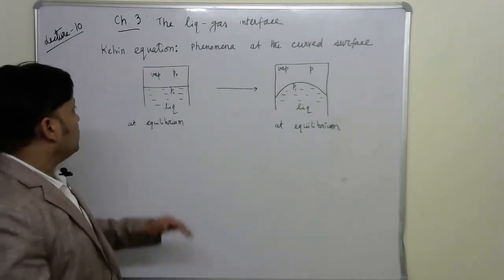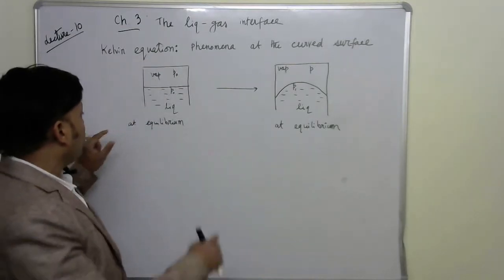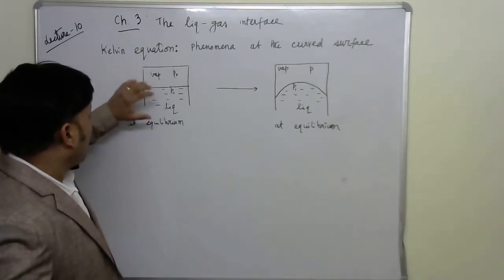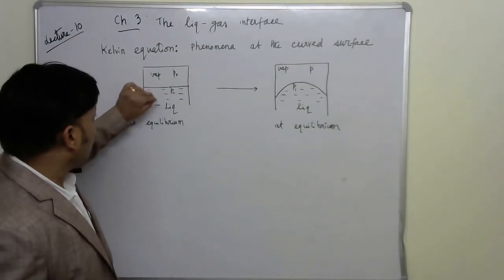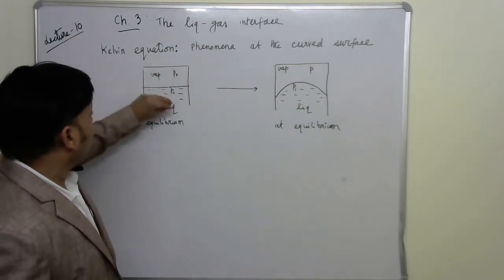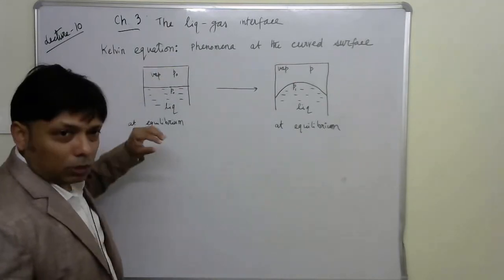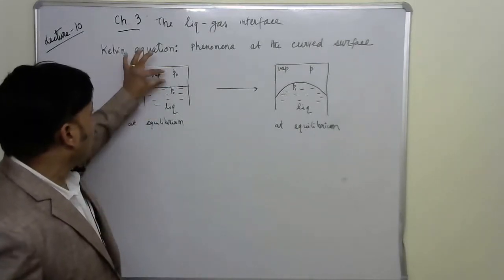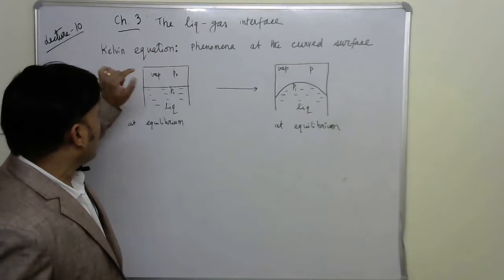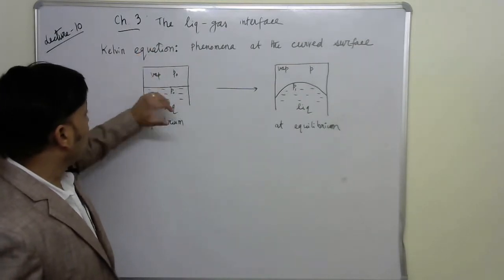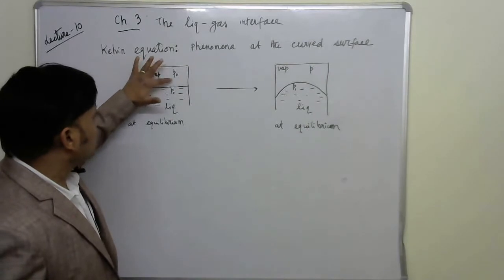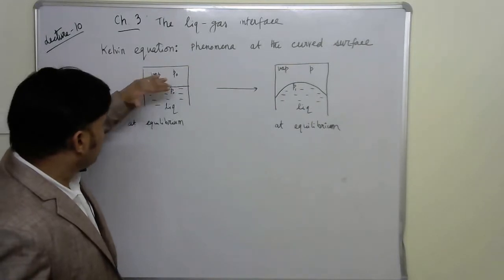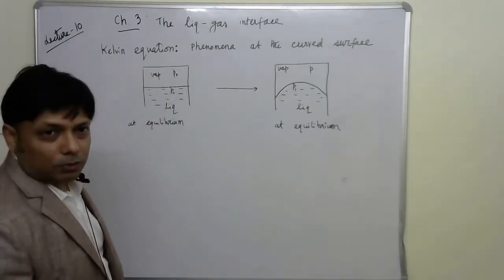For a system like that, obviously it is at equilibrium. Equilibrium is achieved when liquid molecules are going to vapor and vapor molecules are coming back to liquid. It's a dynamic process and the equilibrium has been achieved. The vapor pressure is P0, that means the pressure above the surface is P0, and the pressure just below the surface is also P0.